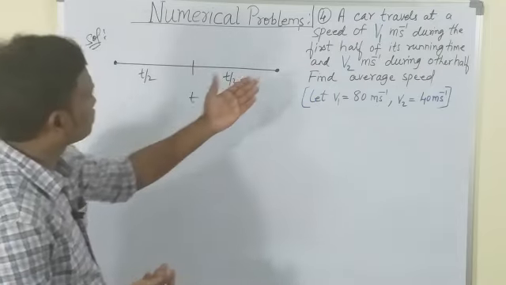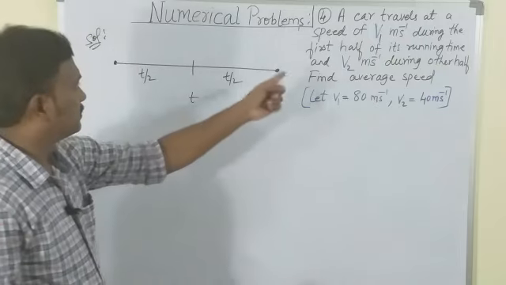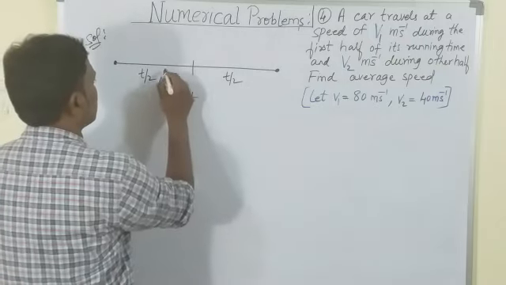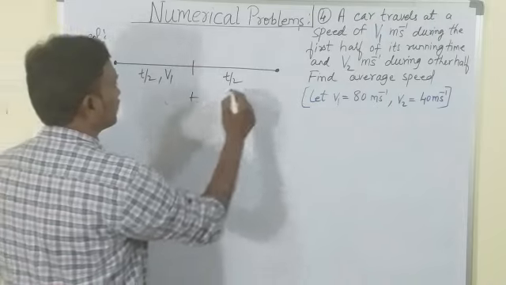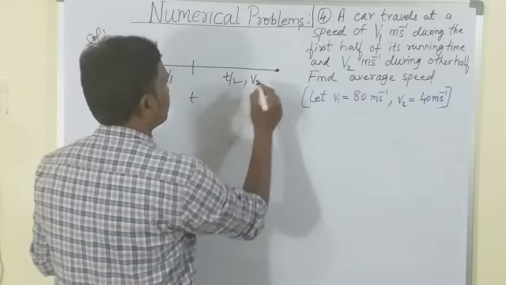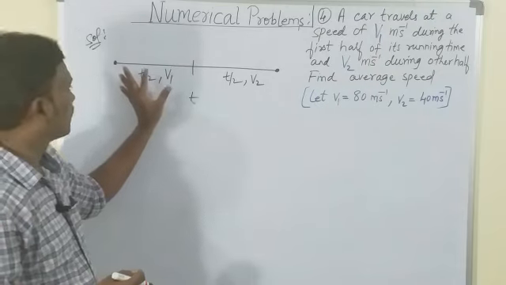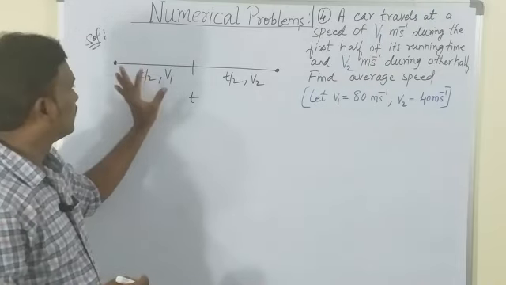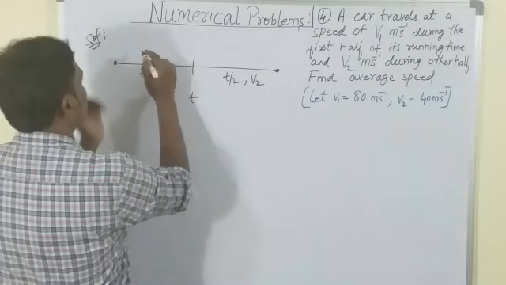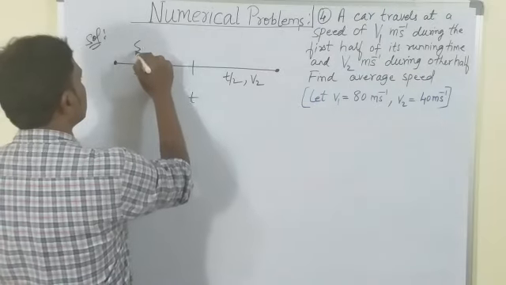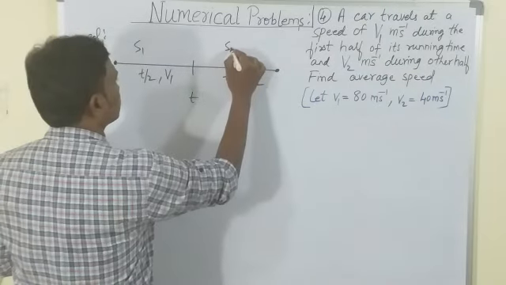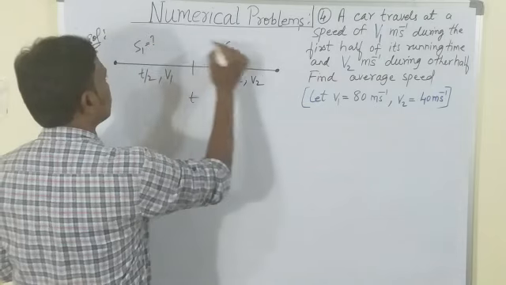And the velocity with which the vehicle is moving is v1 and v2. These are given: time t by 2 and velocity v1. Then the distances covered in each half, let them be s1 and s2. These two you do not know.